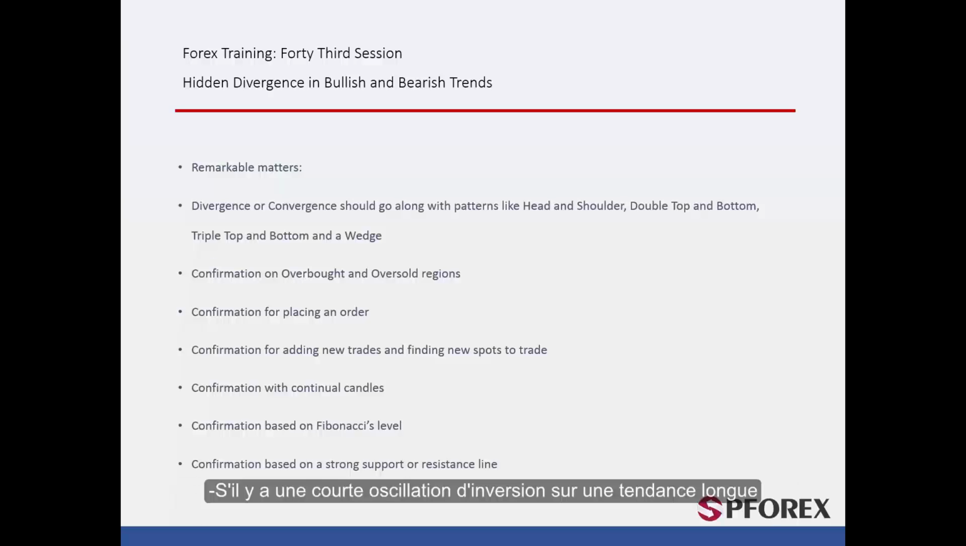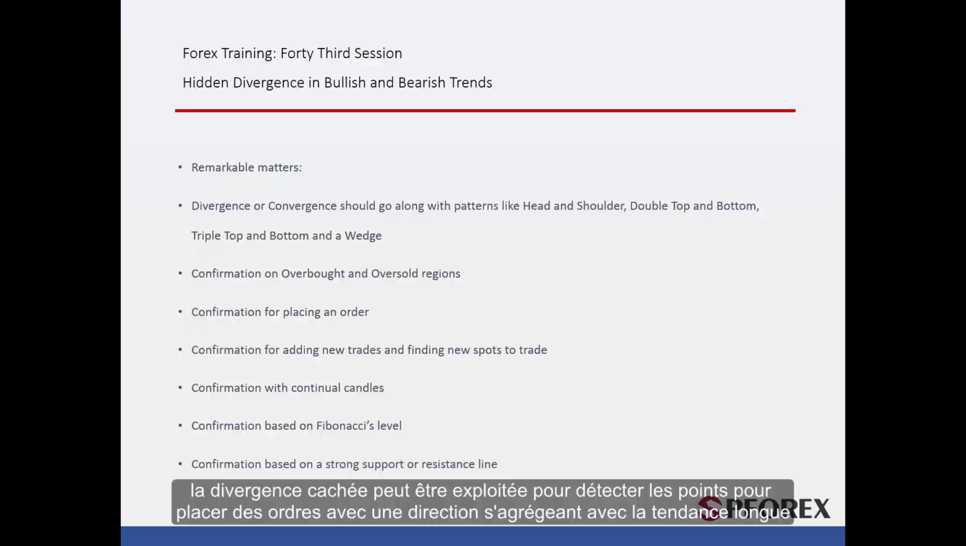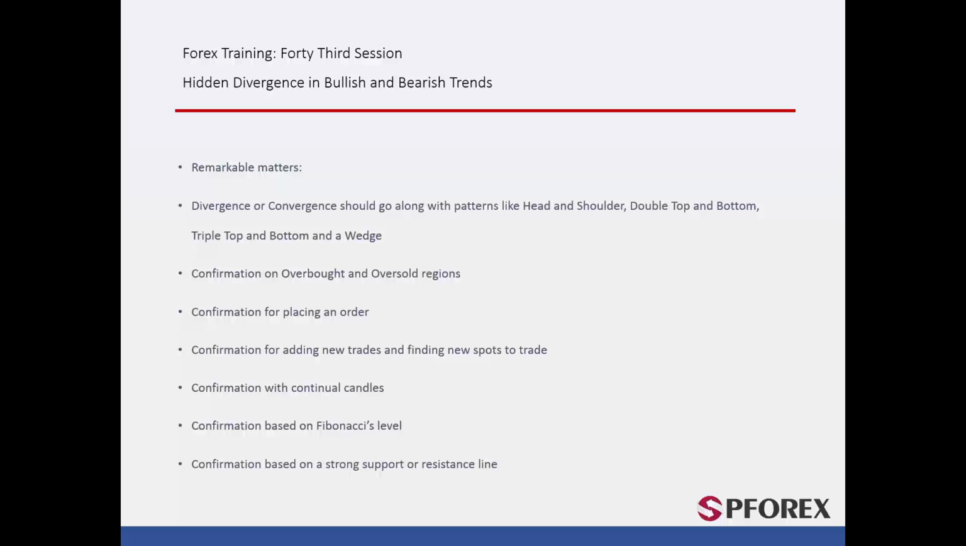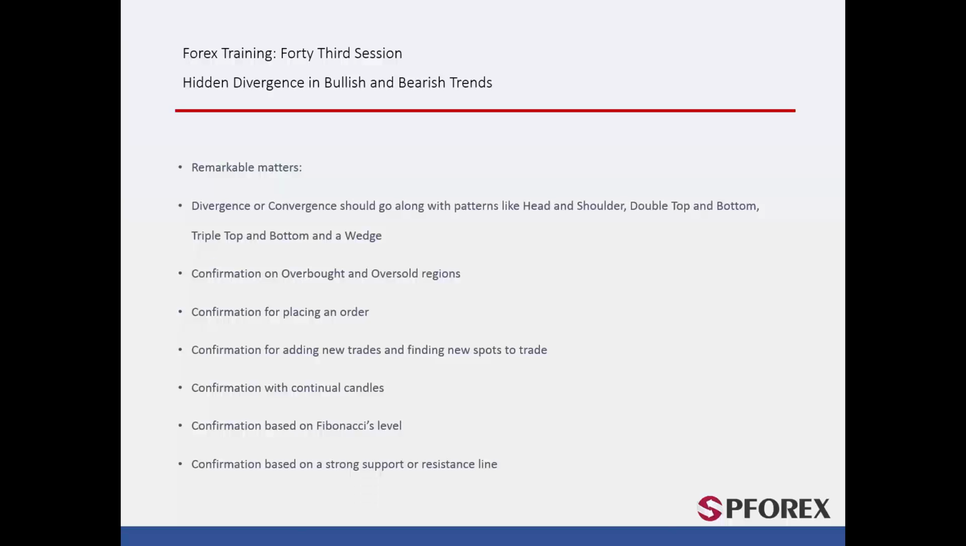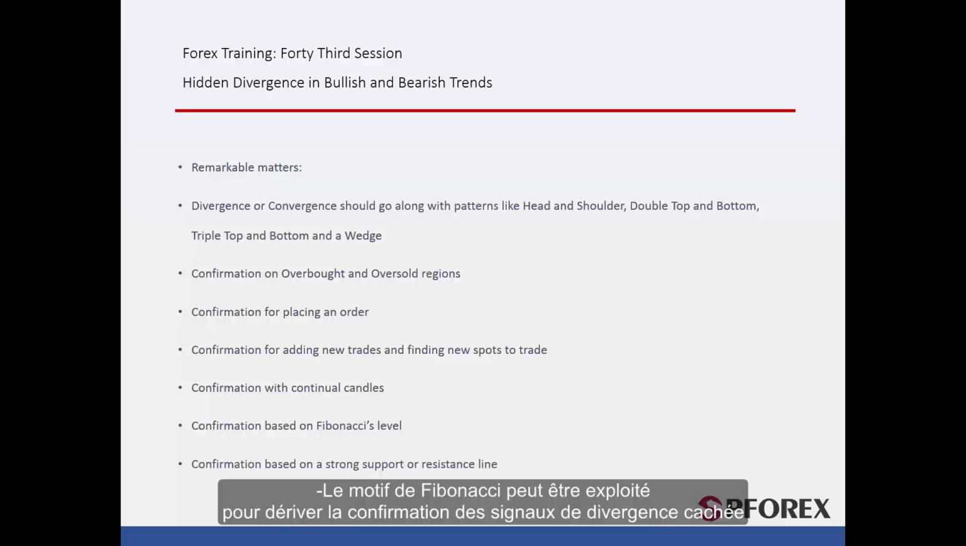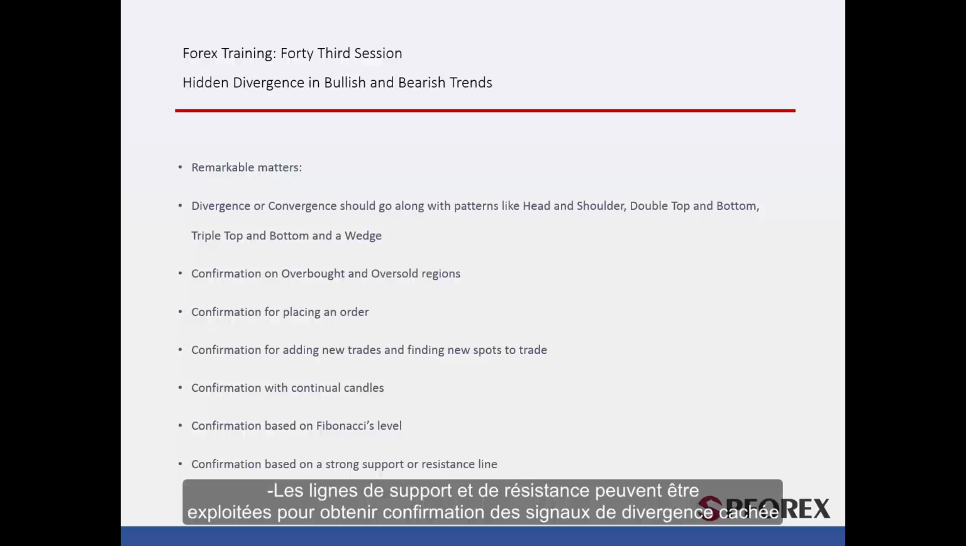If there is a short reversal swing on a long trend, hidden divergence can be exploited to detect points for placing orders with agreeing direction with the long trend. Continual candles can confirm the hidden divergence signals. Fibonacci patterns can be exploited to derive confirmation on hidden divergence signals. Support and resistance lines can be exploited to obtain confirmation on hidden divergence signals.